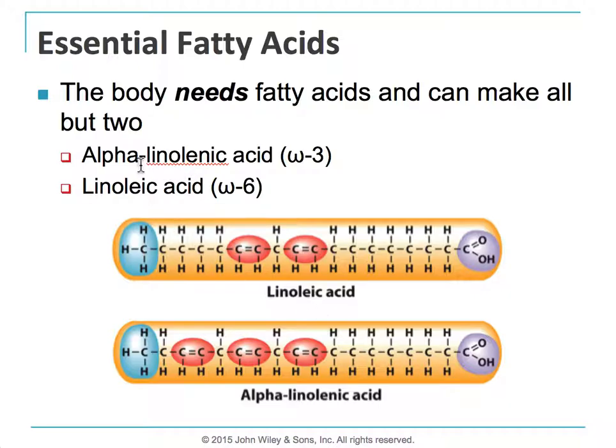So the alpha-linolenic acid is the omega-3, and we see that down here at the bottom. This double bond here, 1, 2, 3 carbons in from this free end. That's how we know that that's an omega-3. The linoleic acid, 1, 2, 3, 4, 5, 6. Count 6 carbons in from the methyl or omega end, and that is going to designate this fatty acid as an omega-6.